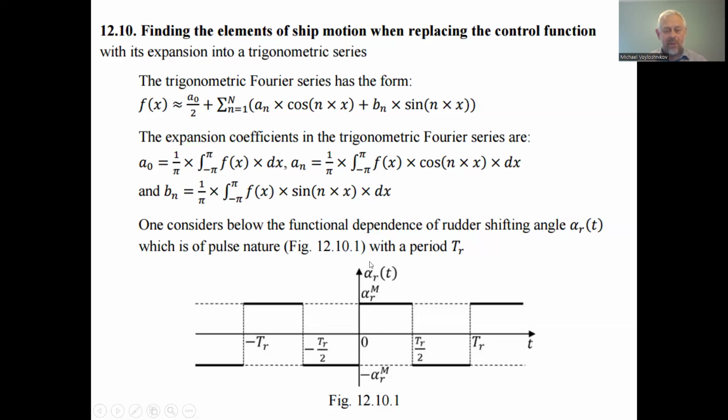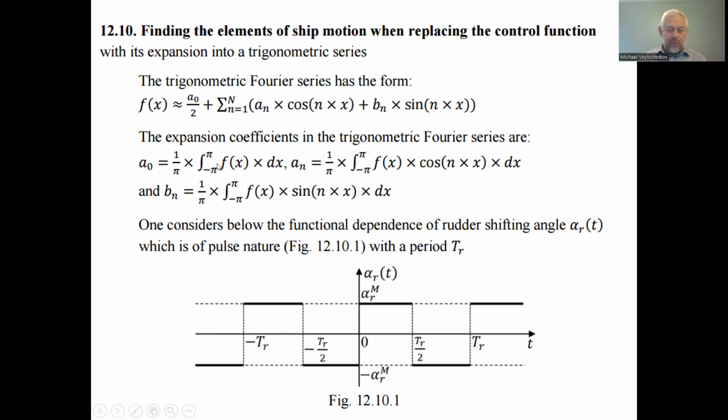If in the right side we substitute, instead of the impulse or other non-analytical function, its expansion into the trigonometric Fourier series, we apply the substitute by the expansion of this function into the trigonometric Fourier series.